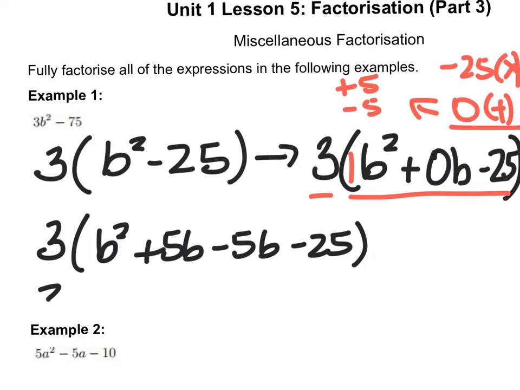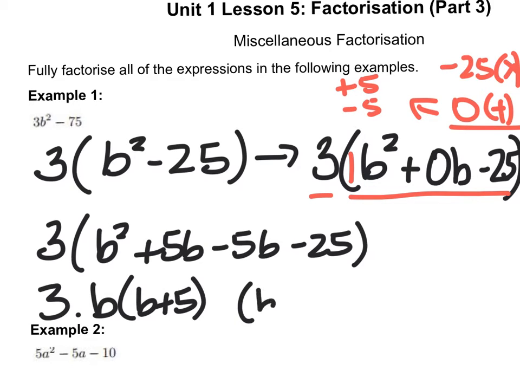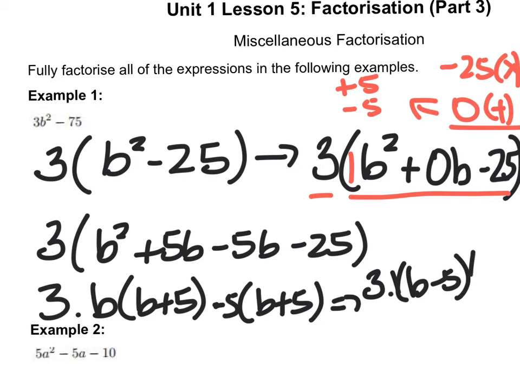So now, if I factor it, I'm going to get 3 times b, so let me go back and change that for a second, it's a little bit untidy. So 3 times b by b plus 5, and then the b plus 5 goes on the other side, and a minus 5 in the middle. Okay, and that gives us an answer of 3 times b minus 5 times b plus 5.